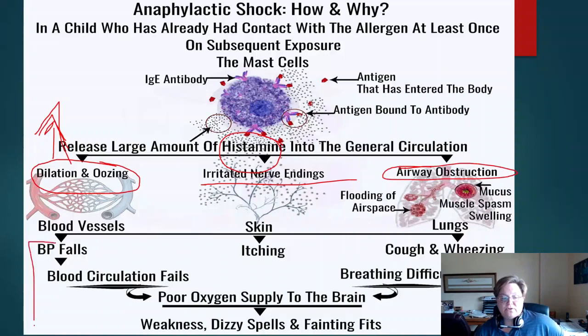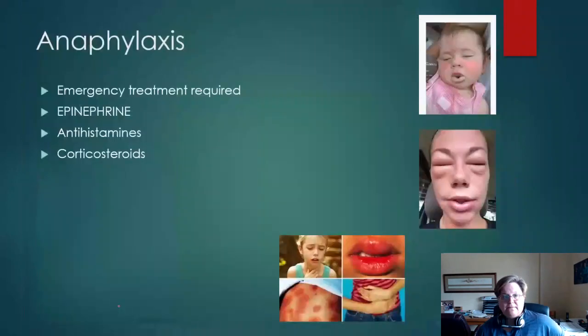Then the blood pressure falls. We have breathing difficulties, and the itching becomes a smaller problem because our blood pressure failing and our difficulty breathing cause poor supply of oxygen to the brain. Our patient will pass out and won't have vital signs to support life functioning unless we treat this patient aggressively.